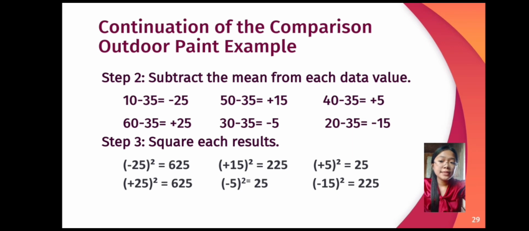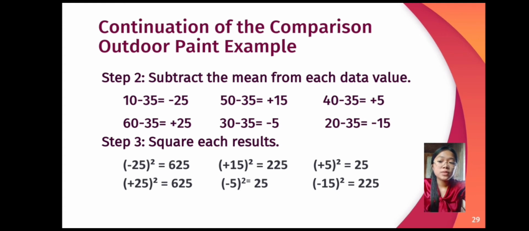Next step would be to square each result. So our results were negative 25, positive 25, positive 15, negative 5, positive 5, and negative 15. So we will square each.